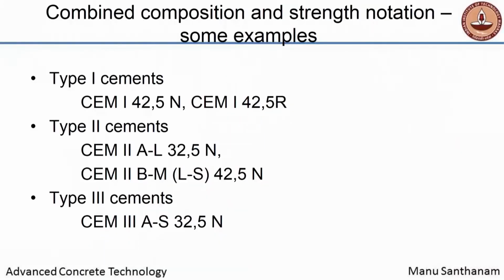So, just to give you examples of different strength, different types of Euro cements, you can have type 1 cements, type 1 42.5 N or CEM 1 42.5 R. Here it is quite straightforward, that means you have only up to 5% of extenders in your system, right, and N means you have certain requirements for the strength at 2 and 28 days. Similarly, R also has specific requirements at 2 and 28 days.